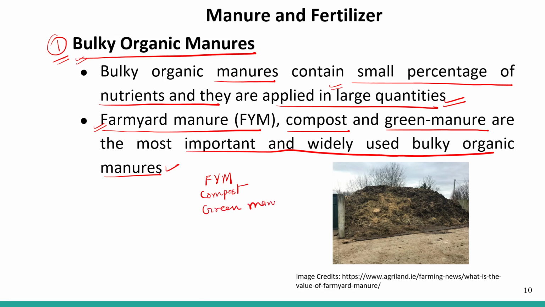green manure. This is very important for multiple choice questions, such as which of the following is not a bulky organic manure. So we are having farmyard manure, compost and green manure. All these are the different bulky organic manures. They can be prepared, and this type of manure is basically used in the farmland, right?